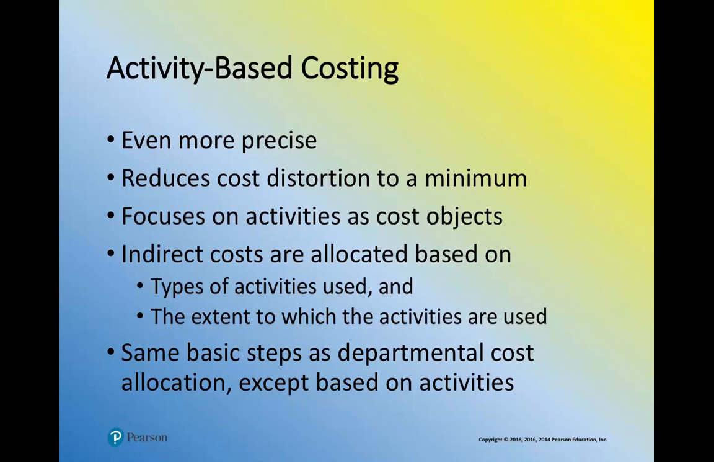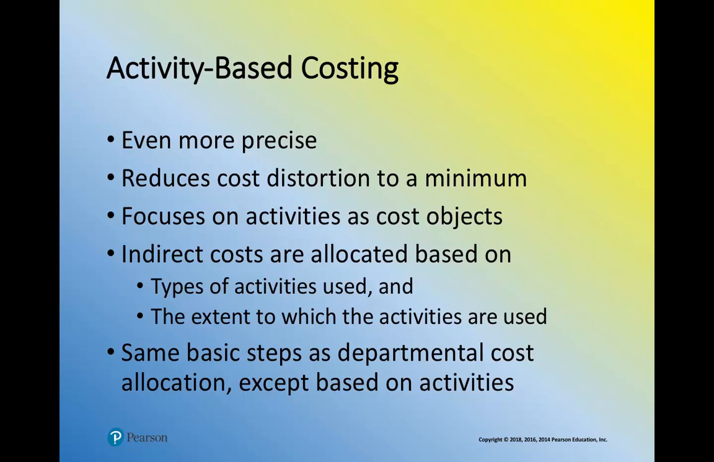And we do this by not just focusing on the plant as a total and the total manufacturing overhead and our total cost driver, and we're not going to look at just our departments. We're actually going to look at the individual activities of our business, the individual activities of our manufacturing. So indirect costs are allocated based off of the types of activities used and the extent to which the activities are used. So what activities happen for our particular company, and to what extent do those activities occur?